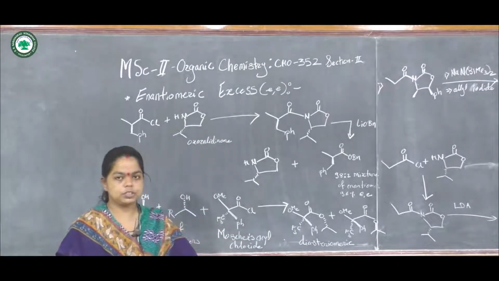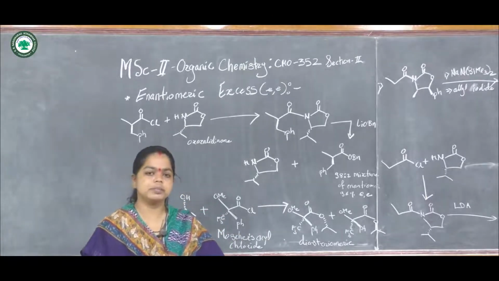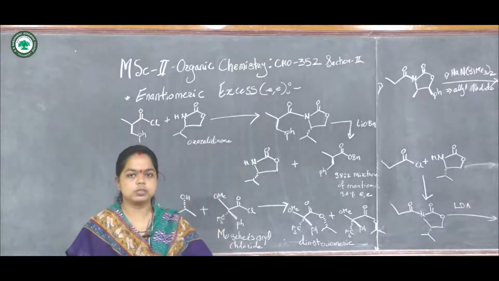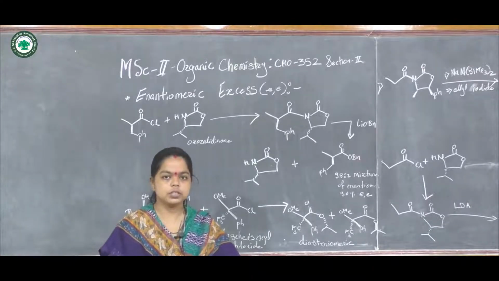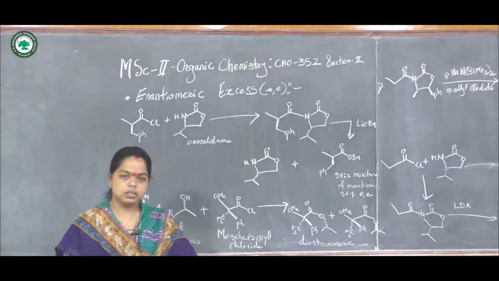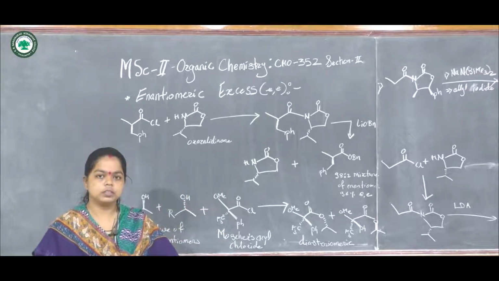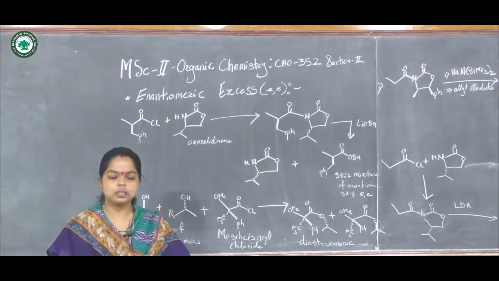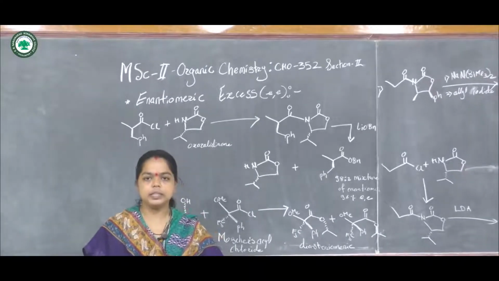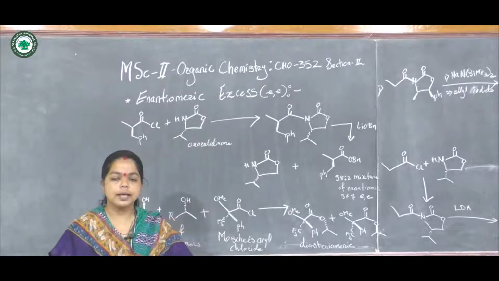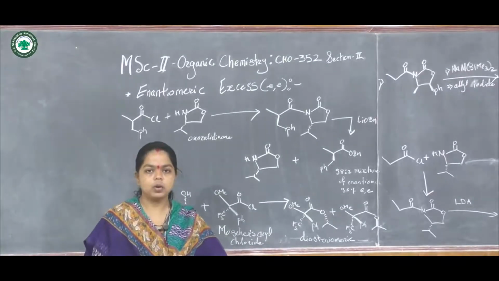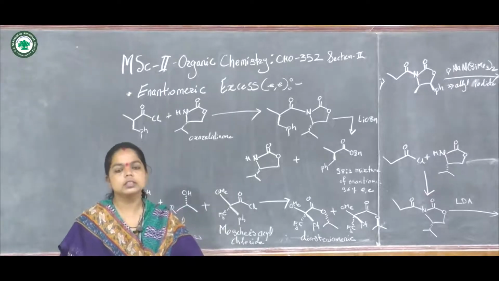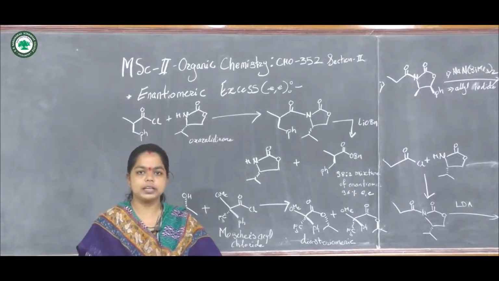In the last lecture of the M.Sc. second year Organic Chemistry course, that is CHO 352, second section Asymmetric Synthesis, we have studied the examples of the chiral pool strategy. In that example, we have studied the chiral auxiliary. What are chiral auxiliaries, their examples, and how they are incorporated in the substrate to direct the enantioselective synthesis.